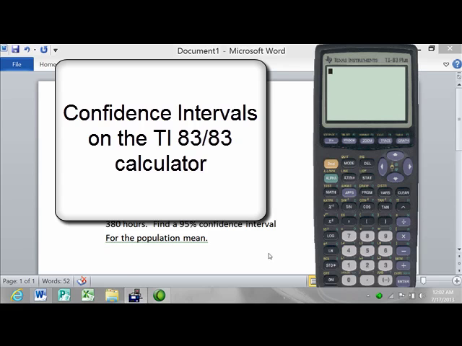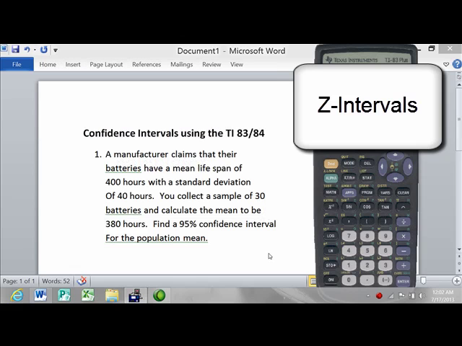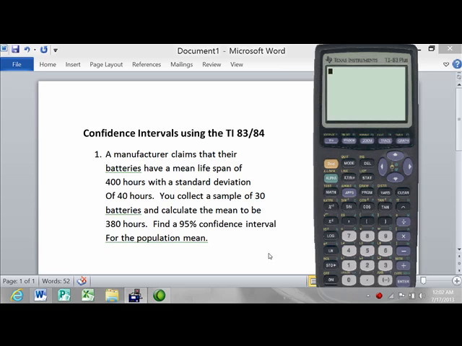Okay, in this video we're going to see how to find confidence intervals using the TI-83 or 84 calculator. Consider this problem. A manufacturer claims that their batteries have a mean lifespan of 400 hours with a standard deviation of 40 hours. You collect a sample of 30 batteries and calculate the mean to be 380 hours from your sample. Find the 95% confidence interval for the population mean.